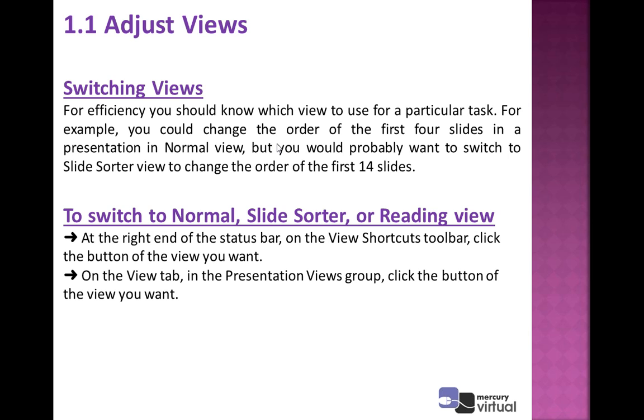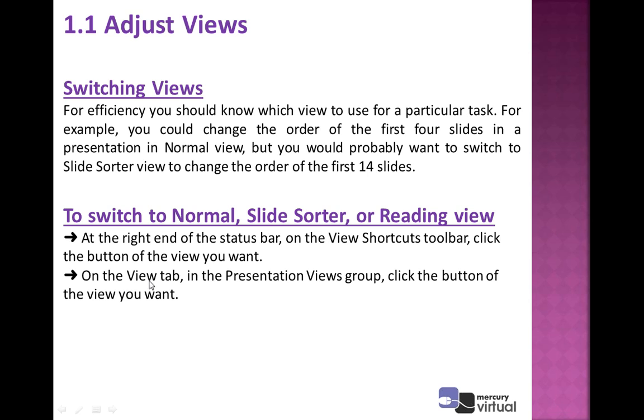Then next is how to switch to normal, slide sorter, or reading view. This says at the right end of the status bar, on the view shortcut toolbar, which I told you, this is a status bar, this is a zoom button. Just left of the zoom button there is a view shortcut toolbar. Click on the button of the view that you want. Means either you can opt for normal view, slide sorter view, reading view, or the slideshow view.